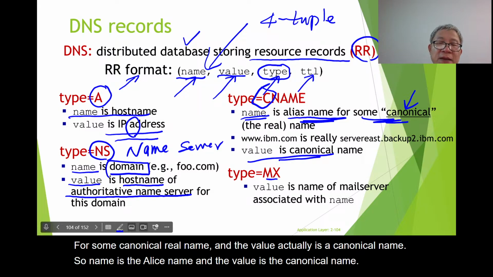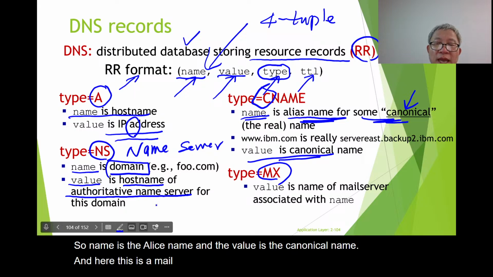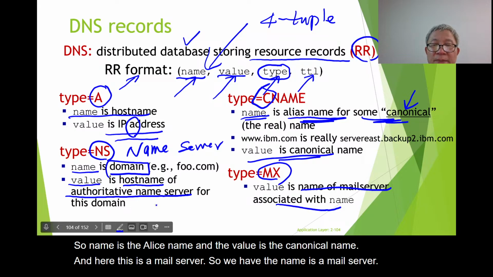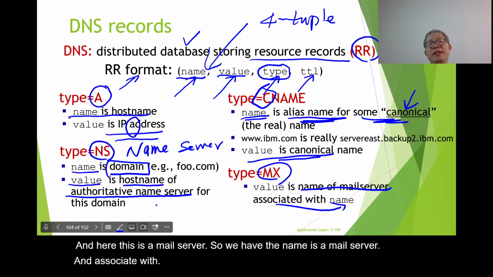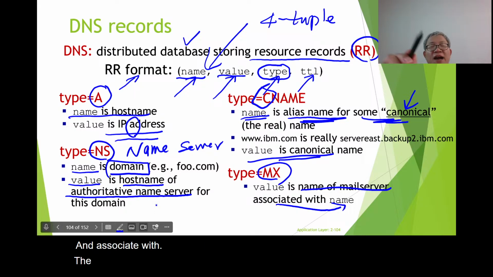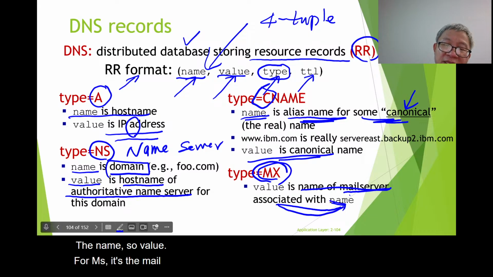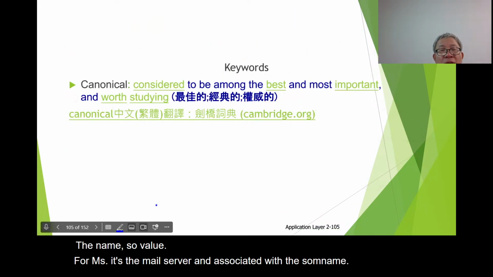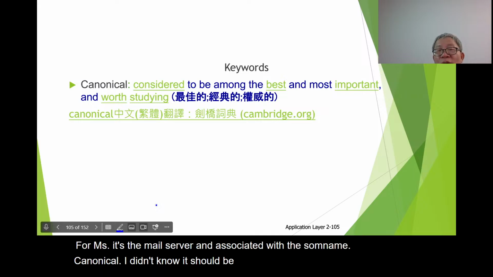And here, this is a mail server record. So name is associated with a mail server, and the value for MX is the mail server associated with that name. Well, canonical, I don't know, it should be the formal one, but you can look at the current interpretation of the term.